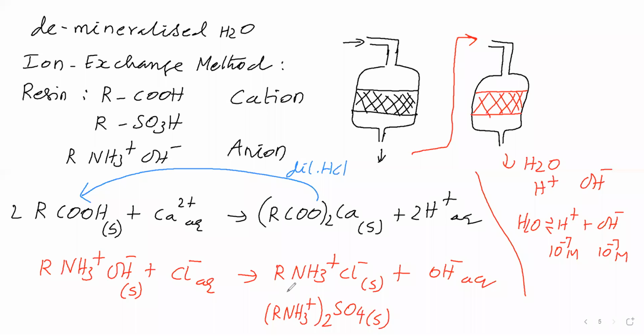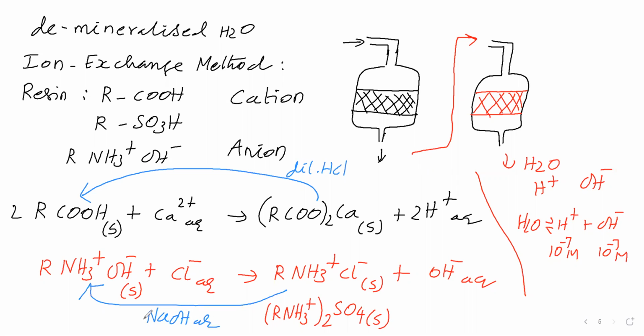Then here, convert this into like this. How to do? You add dilute sodium hydroxide solution. You are adding dilute sodium hydroxide solution. So Cl minus goes to solution, and in this place OH minus comes. So the resin is exhausted, we have converted the exhausted resin into regenerated resin. So we regenerated the useful resin.